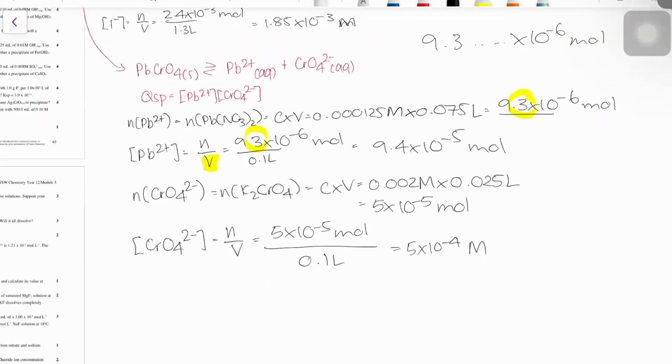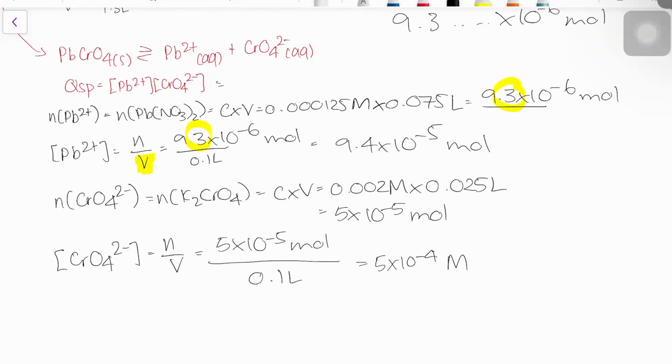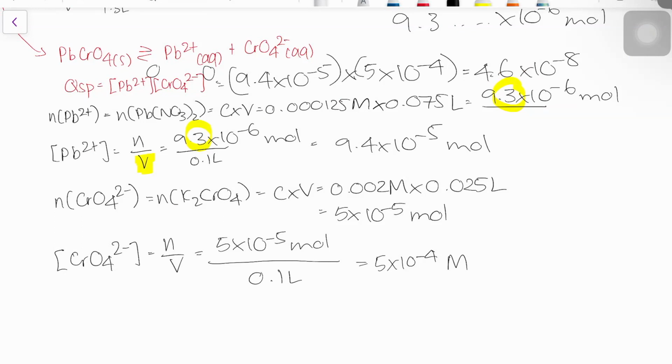Sub it into Qsp. So that's 9.4 times 10 to the minus 5. In this case, I don't have to watch out for any powers because it's all 1. Times 5 times 10 to the minus 4. So what's my Qsp? 4.6 times 10 to the minus 8. Just as a bit of revision, do we have units for this? Qsp and Ksp don't have any units.